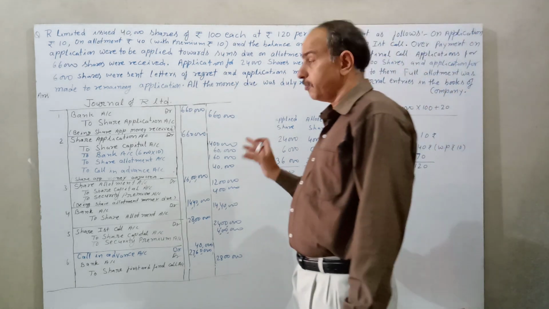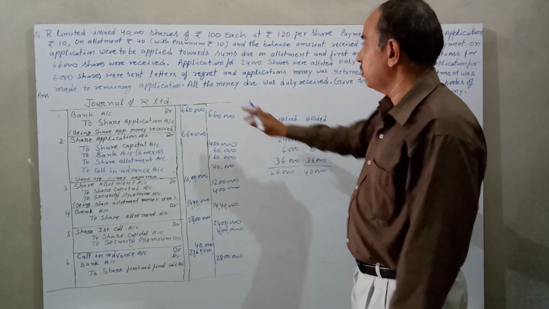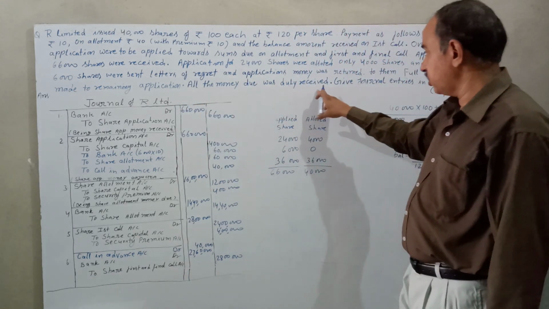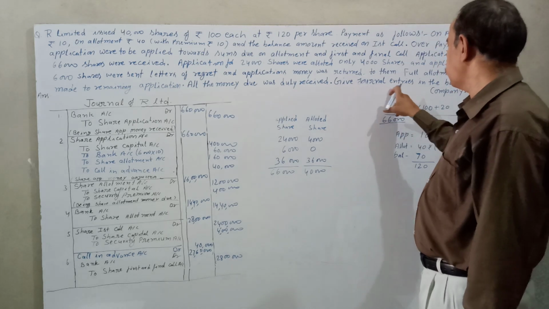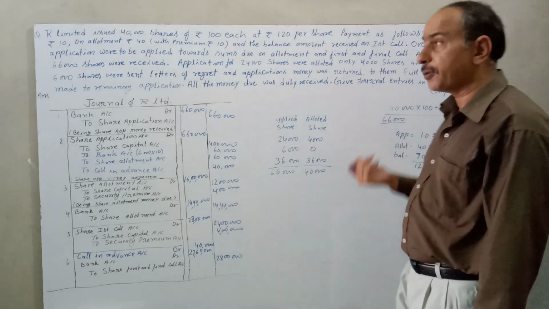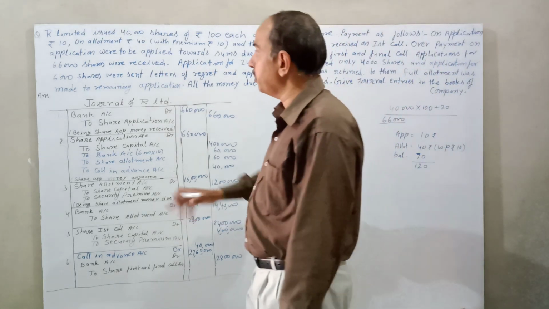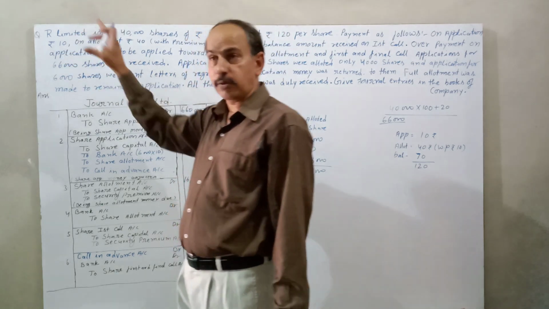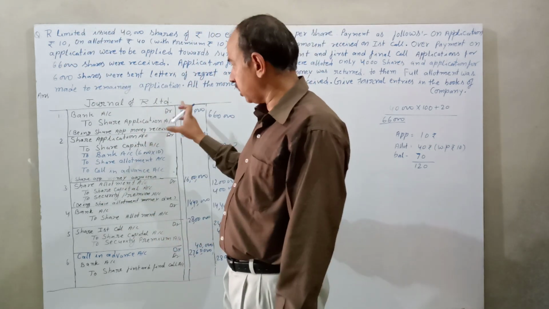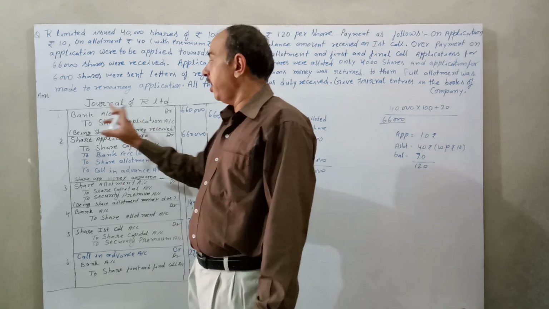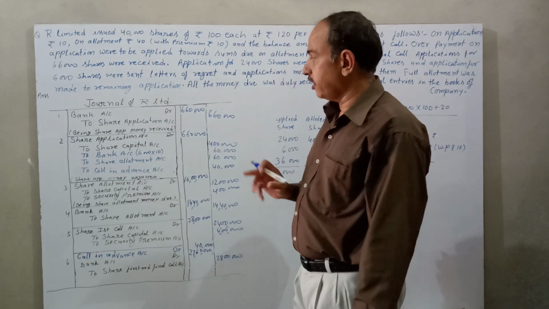And then we pass the journal entry. All the money due was duly received. Give journal entries in the books of the company. What is the name of the company? R Limited. So we make the journal of R Limited and pass the journal entries.